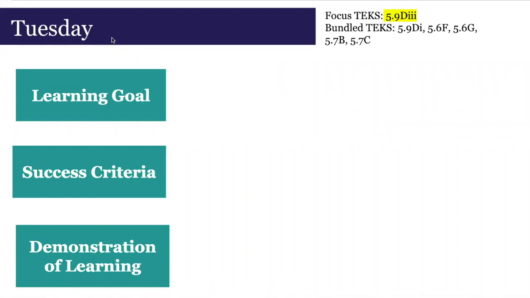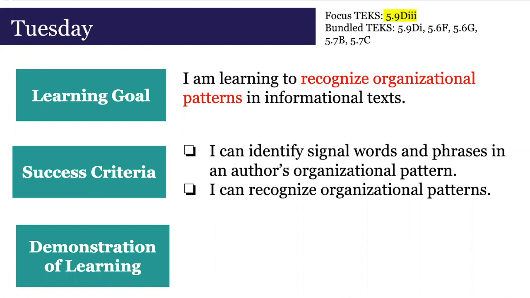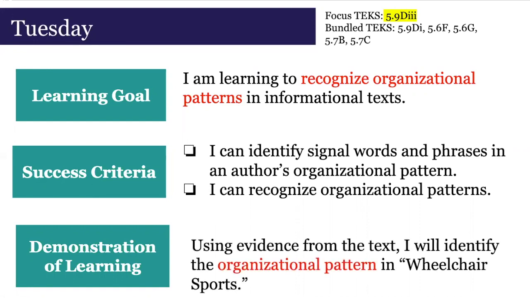All right, let's take a look at today's reading objectives. Our learning goal for today: I am learning to recognize organizational patterns in informational text. I'll know I can do this when I can identify signal words and phrases in an author's organizational pattern, and I can recognize organizational patterns. And you'll demonstrate your learning by using evidence from the text. You will identify the organizational pattern in wheelchair sports.